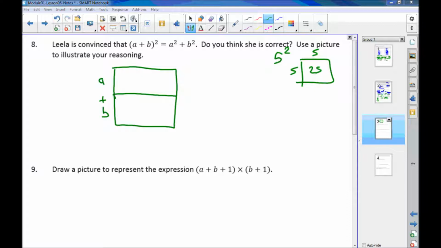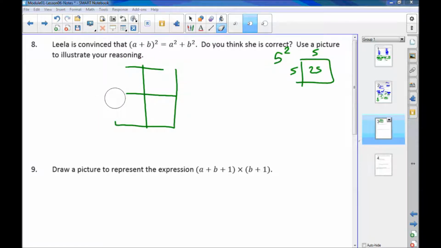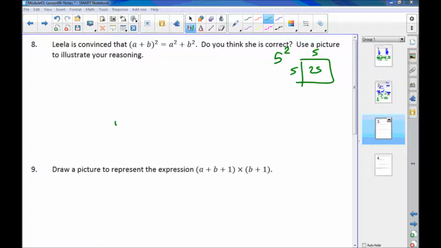So that's length a and that's length b. And then we have to do the same thing here, a plus b, so we have to break it up this way. So length a and then length b. Now a and b could be the same length or they could be different lengths, so we could draw our square like this. So this could be a's length and this could be b's length. And then we do the same thing. This is still a and here's still b, and when I'm done, I get this square.